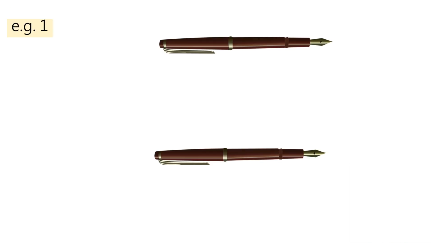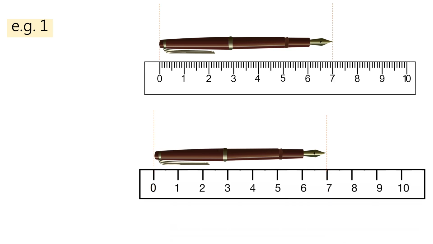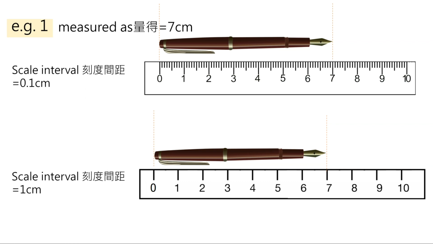Here are two of the same pens. These two rulers with different scale intervals measure the same value. Both are measured as 7 centimeters. But since the scale intervals of these two rulers are different, the maximum absolute errors are different, therefore the relative errors are also different.